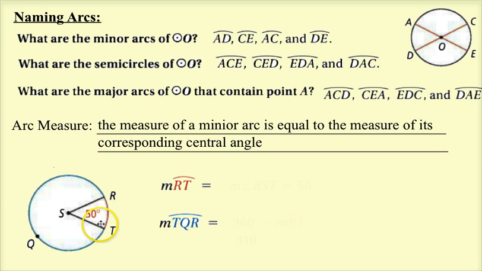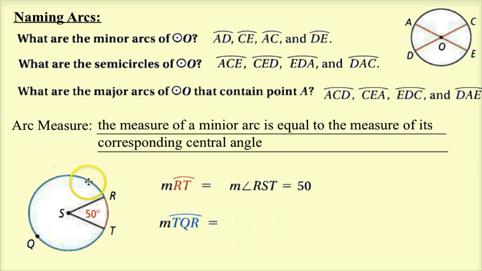So if I have this central angle right here, angle RST, and it's a central angle because the vertex is in the center and it's 50 degrees, then arc RT, guess what that is? Same thing, 50 degrees. So the measure of RST equals 50. So therefore arc RT equals angle RST, and it equals 50. So the measure of a minor arc, this arc RT, measured in degrees, is equal to the measure of the central angle.